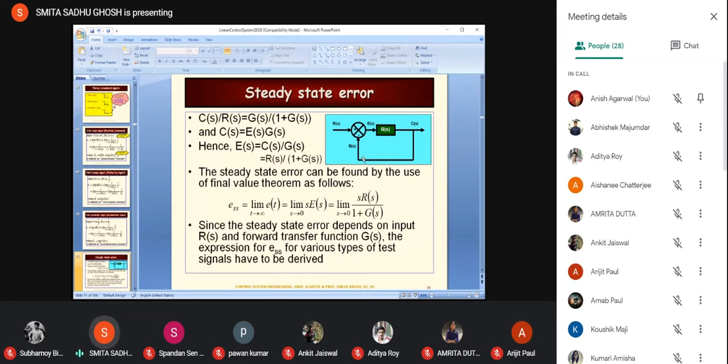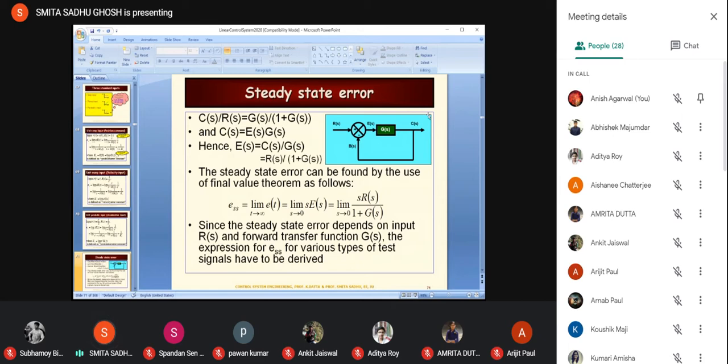But before going into that analysis, we are going to see something which is known as, first of all, the error transfer function, and hence the steady state error. So I hope you can see the slide number 71, which is being displayed over here. In the diagram, you find a block diagram with a forward path transfer function G(s) and a unity negative feedback. And an input R(s) which is being applied, the output is C(s).